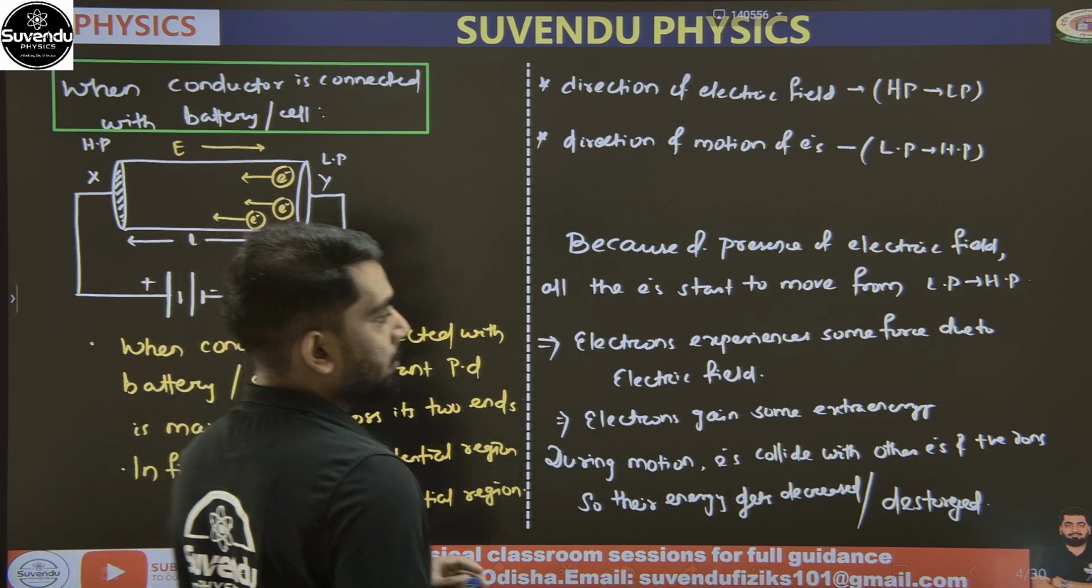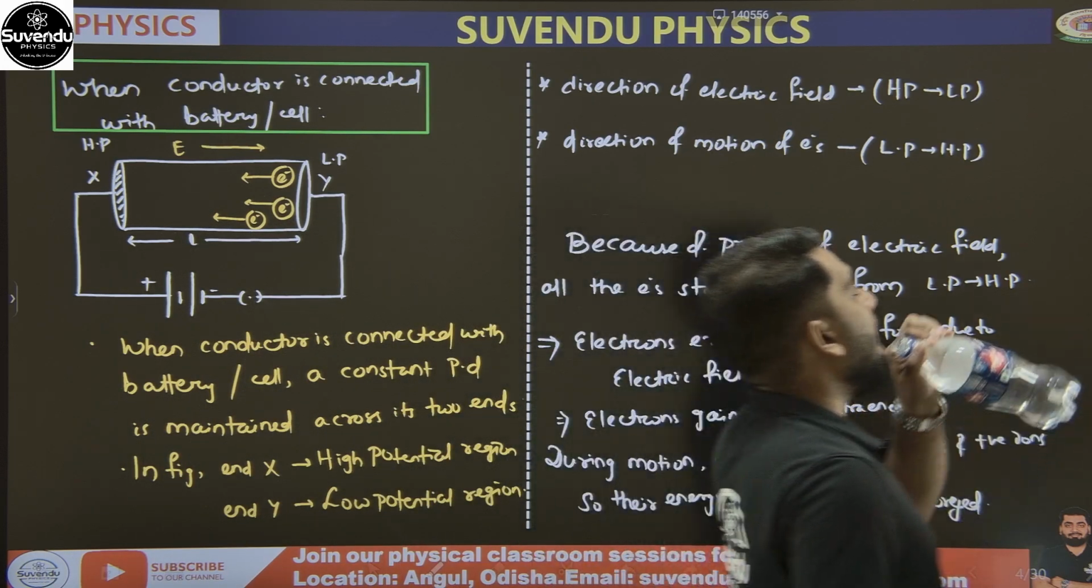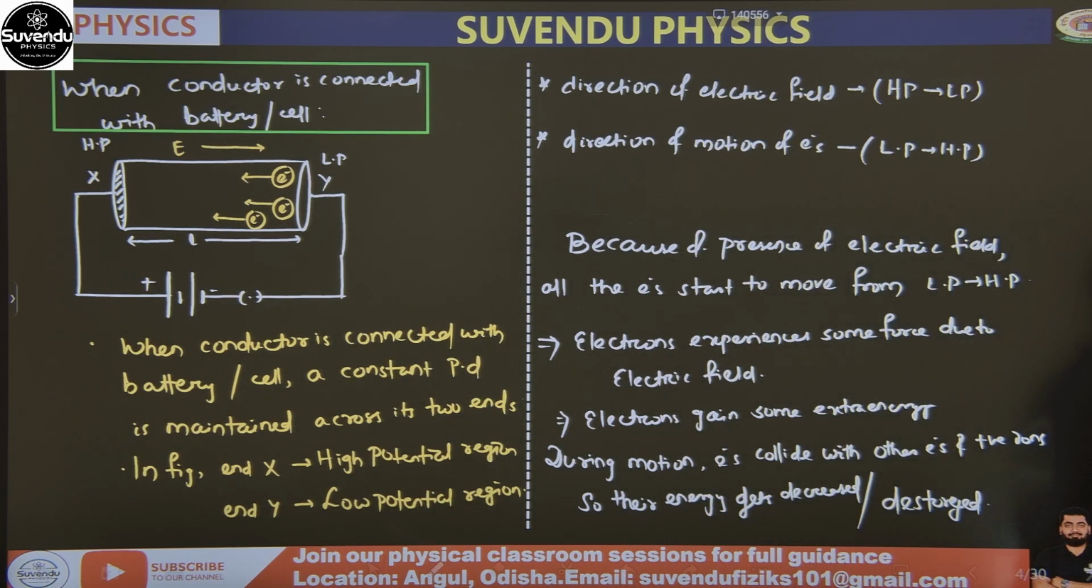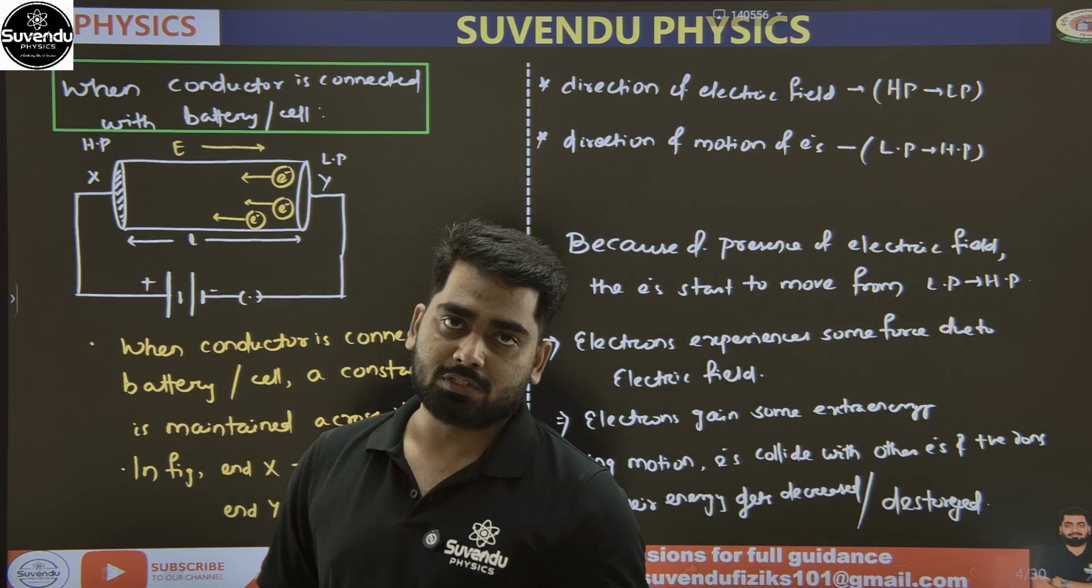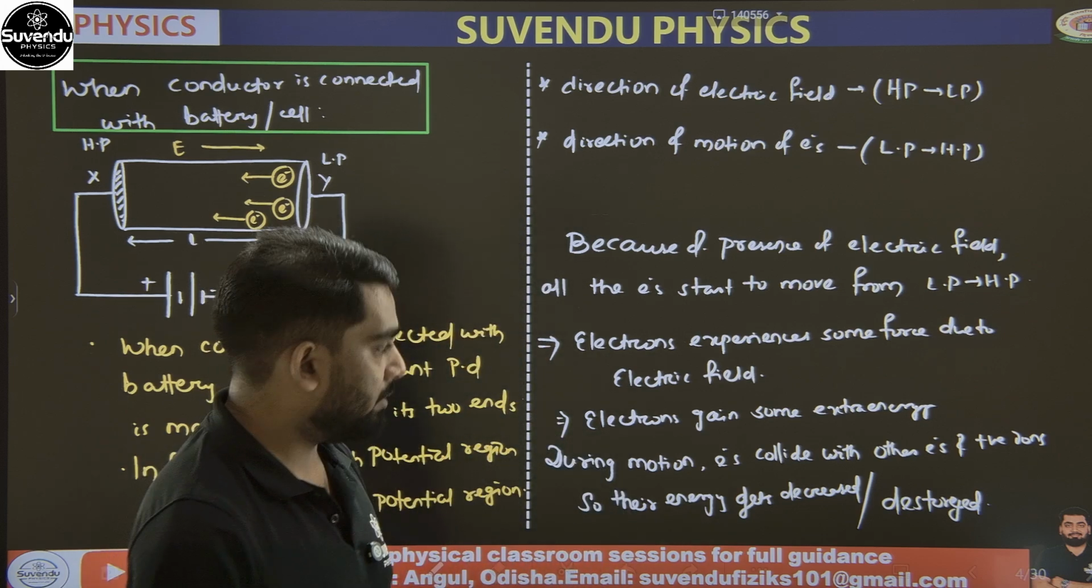That's the content actually. The content is telling that an electron gets extra energy. They start to move from lower potential to higher potential. During their motion, they suffer collisions. Due to this, that extra energy gets destroyed.